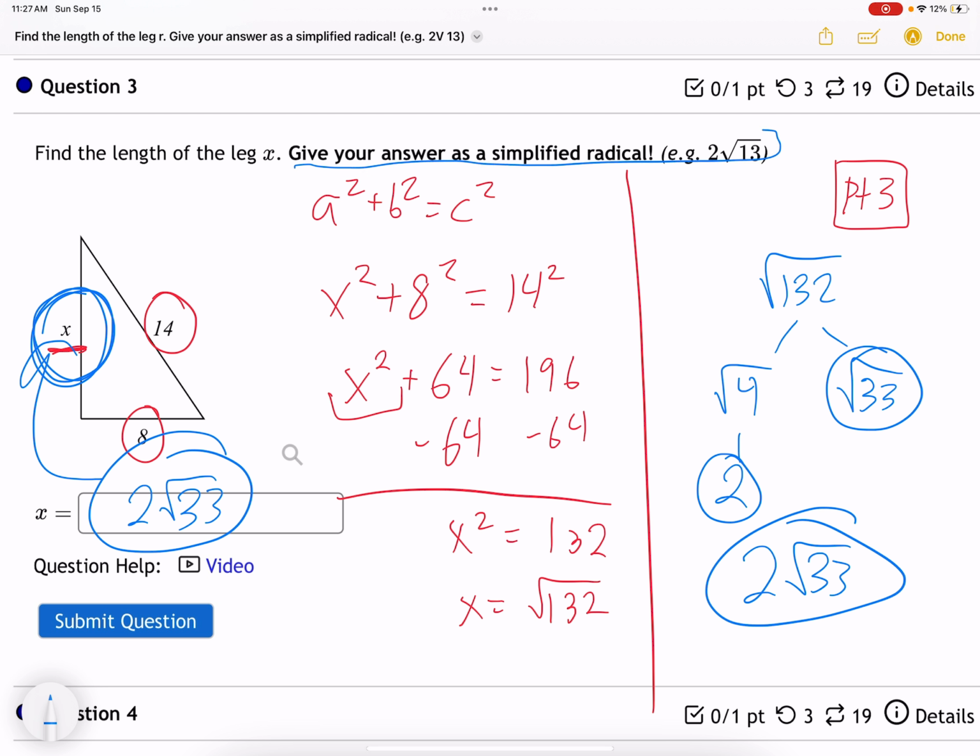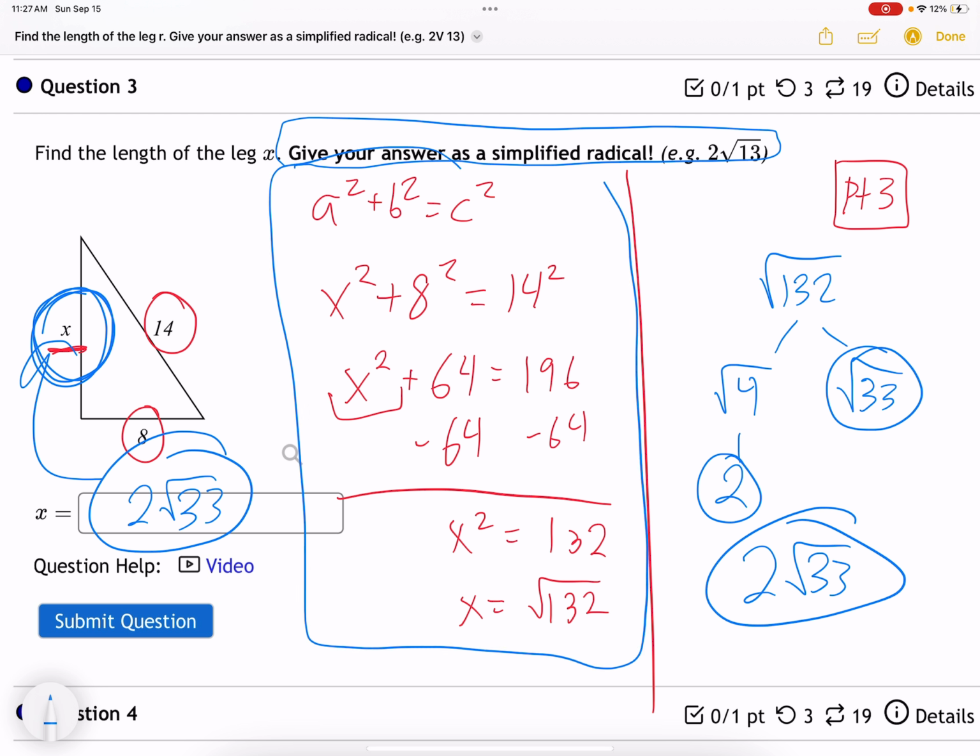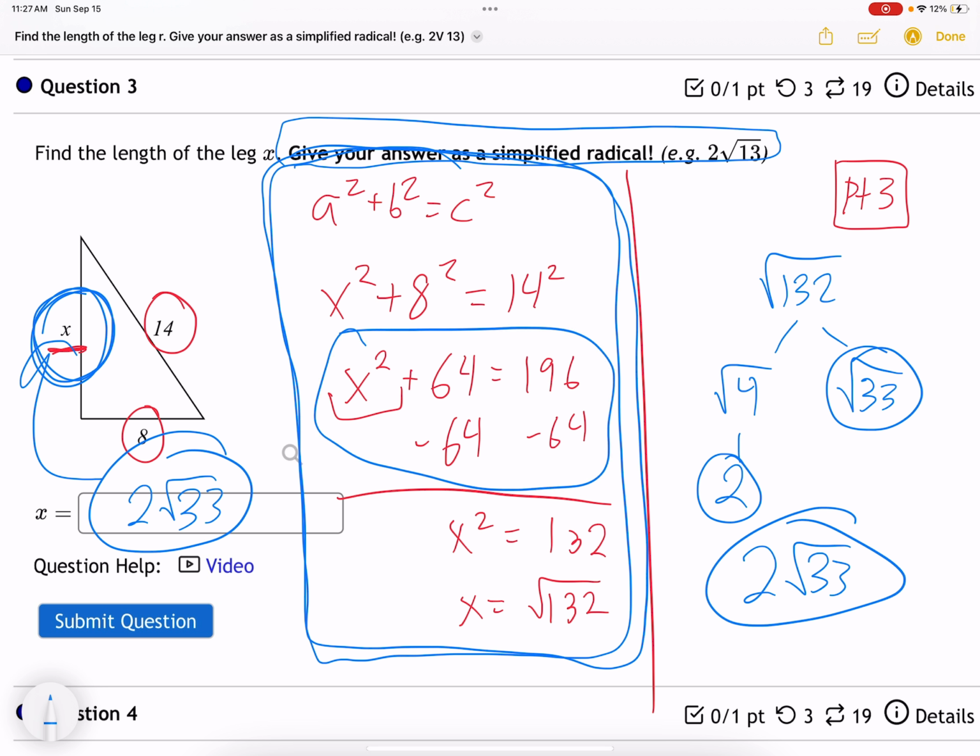But when you're trying to find the length of a leg, all you're doing is the reverse process. This is really the part to focus on. Plug in for the Pythagorean theorem, but don't plug in for A and B, plug in for B and C. And then subtract off in your equation to get the x squared by itself, and then square root.